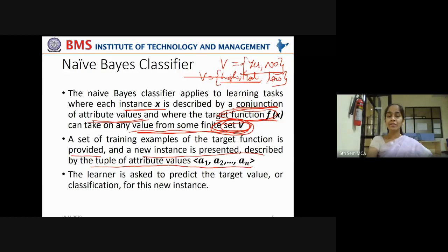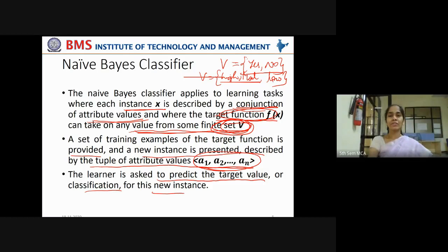Now, a new instance is presented to the learner, described by the tuple of attribute values a1, a2, and so on up to an. Say the sky condition is given, the humidity status is given, the raining status is given, and the outlook, whether the temperature that day will change or not, that attribute value is given. Now, how is prediction done? The learner is now asked to predict the target value when this set of attribute values is given, or the classification for this new instance.